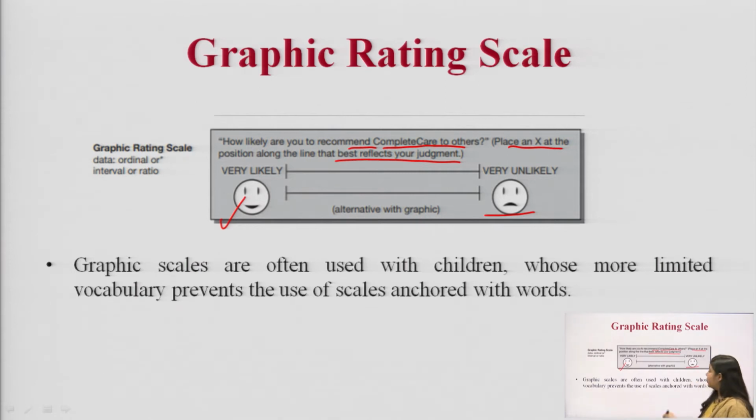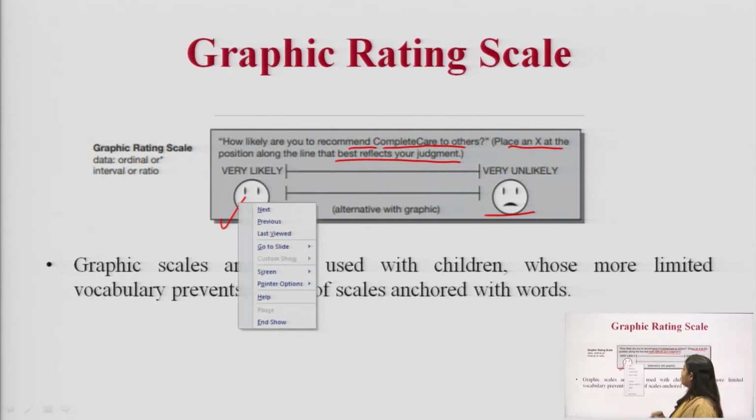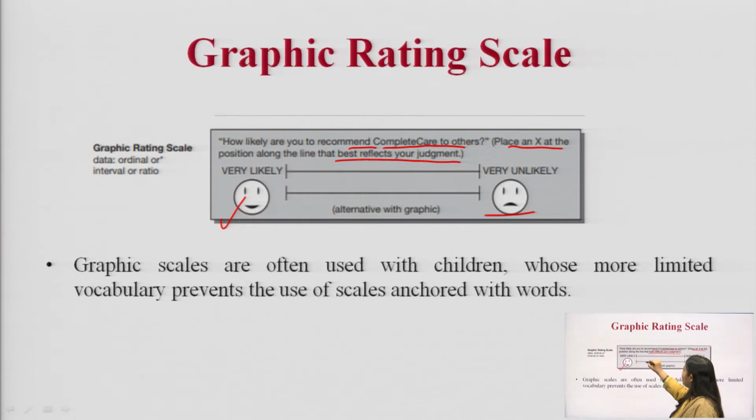Suppose you like it, you are going to mark it somewhere here. Suppose you put your response here, and you have put a cross because they asked you to. For the analysis, you measure the distance from this point to this point, or you can measure from the extreme, because very likely is the very positive end of the scale and very unlikely is the very negative or dislike end. So the customer has given the response, and then you have to evaluate the length of it.